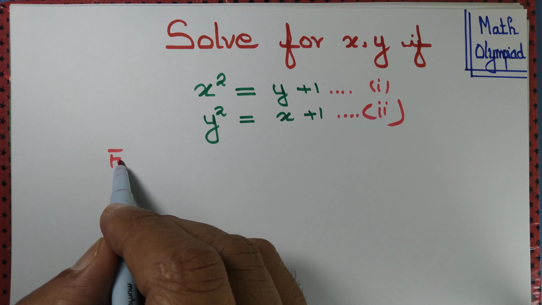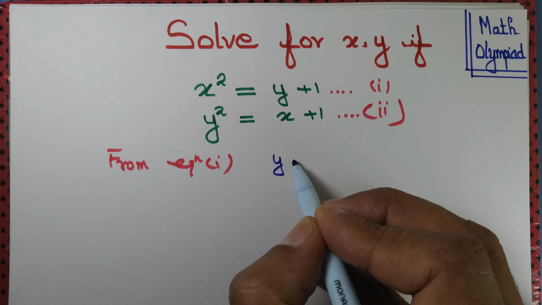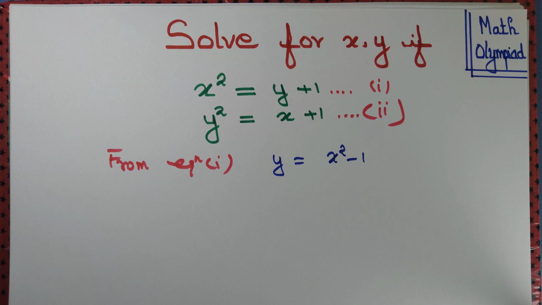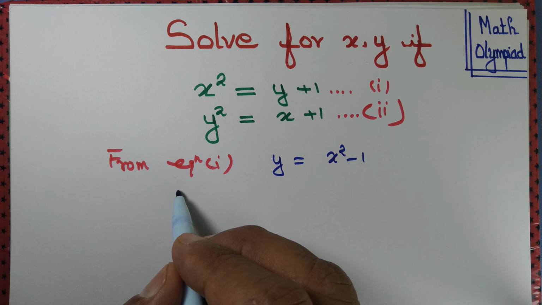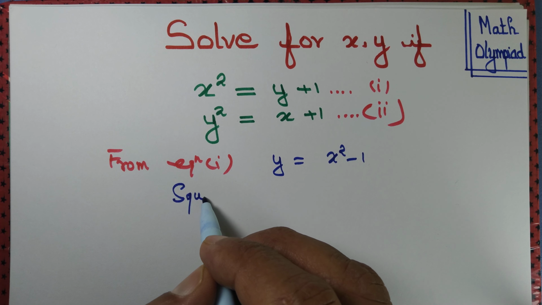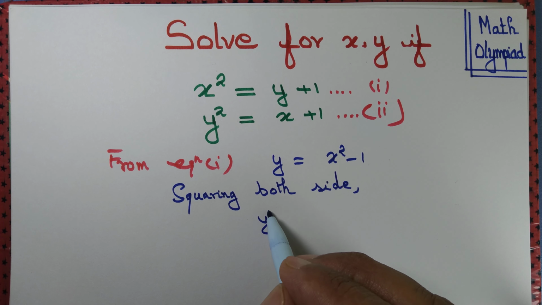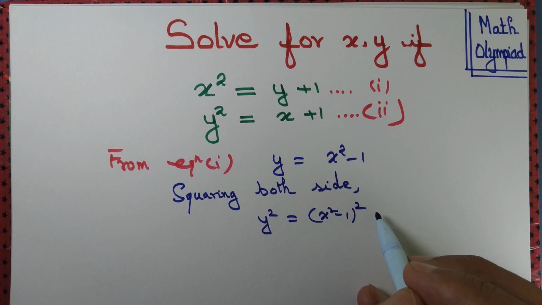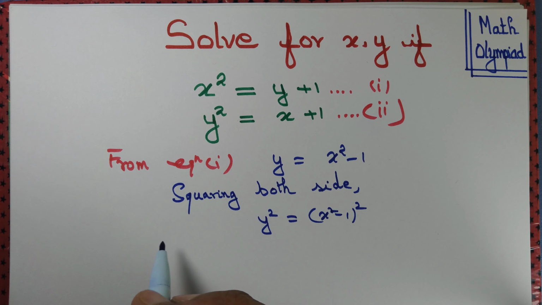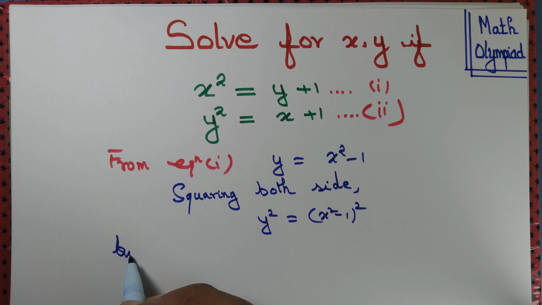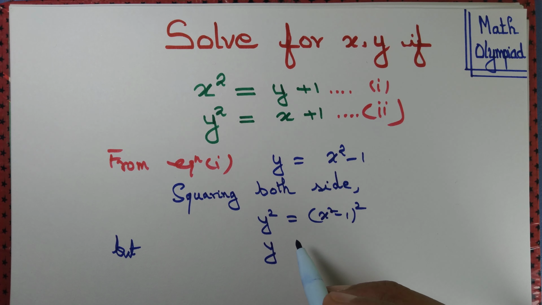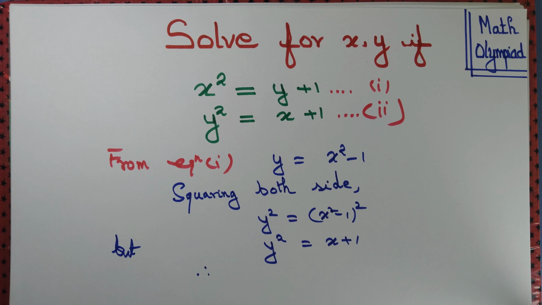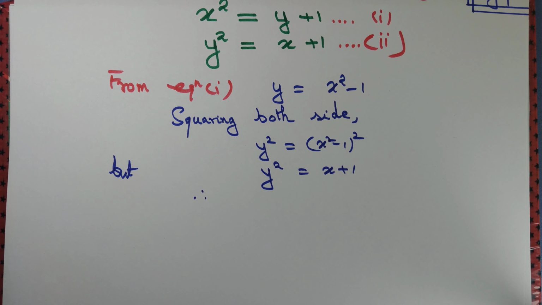From equation 1, y = x² − 1. Therefore, squaring both sides, y² = (x² − 1)². But from equation 2, y² = x + 1. Therefore, (x² − 1)² = x + 1.